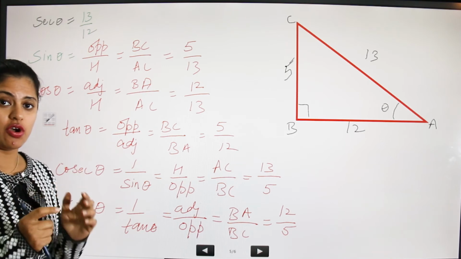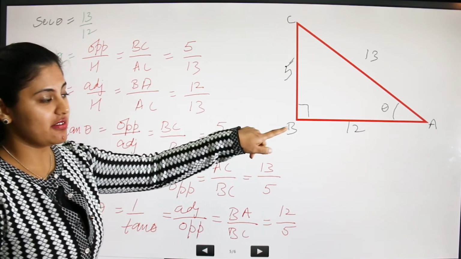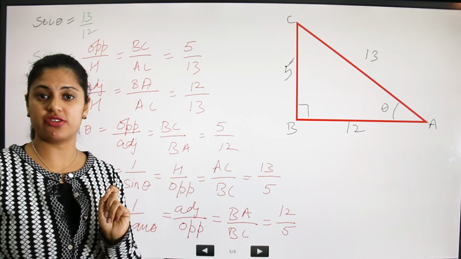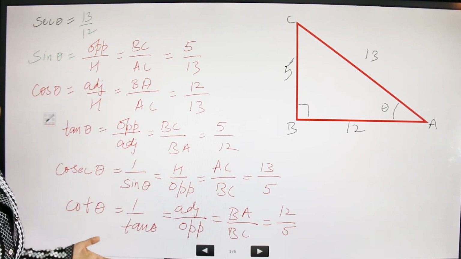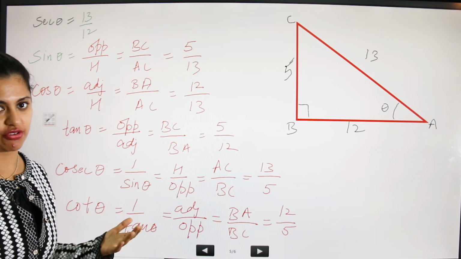So once you know all the sides of the triangle, basically the right angle triangle where the actual Pythagoras theorem works, you're going to find all the other values, all the other trigonometric ratios.